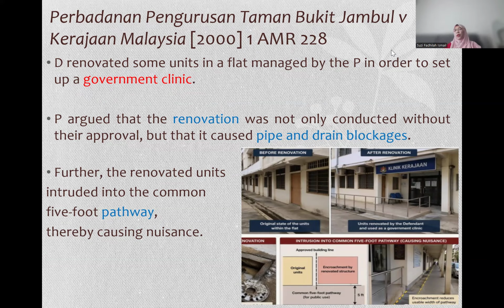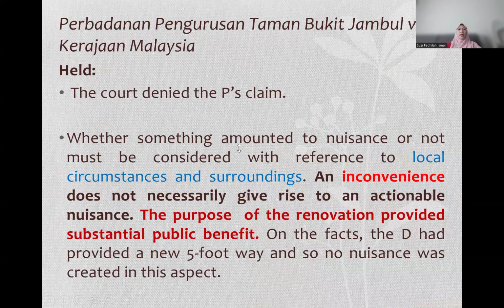And during renovation work, we can expect certain inconvenience. The plaintiff argued that the renovation was conducted without the approval of the management of the flat, and it caused pipe and drain blockage. They also argued the renovated units intruded into the common 5-foot pathway, so it caused nuisance in that sense. What did the court decide? The court didn't accept the argument, and denied the plaintiff's claim for an injunction.